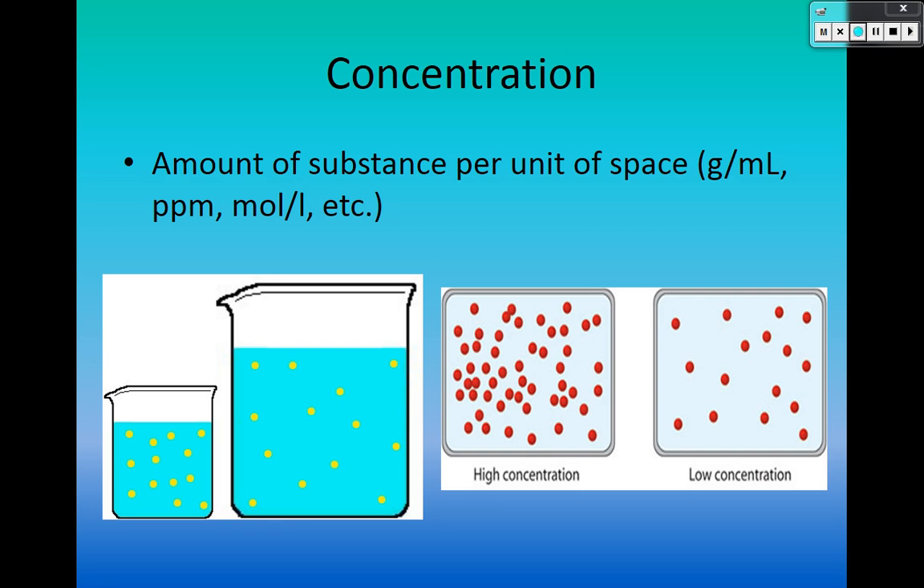So the first word is concentration. Concentration is the amount of substance per unit space. And you've seen this in density, for example, amount of grams per milliliter of substance. Parts per million we saw with the concentration of carbon dioxide in the air, so how much carbon dioxide per 1 million molecules of air. In chemistry, you'll see moles per liter. So mole is an amount of molecules, liter is obviously a volume, etc.